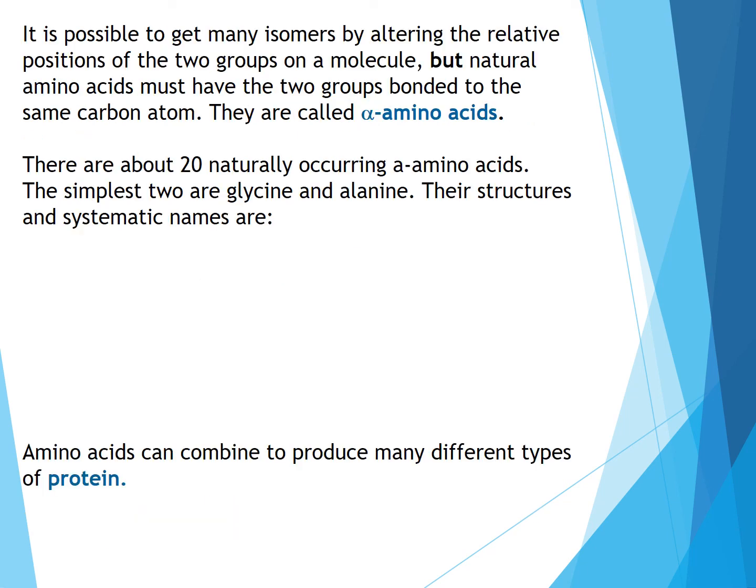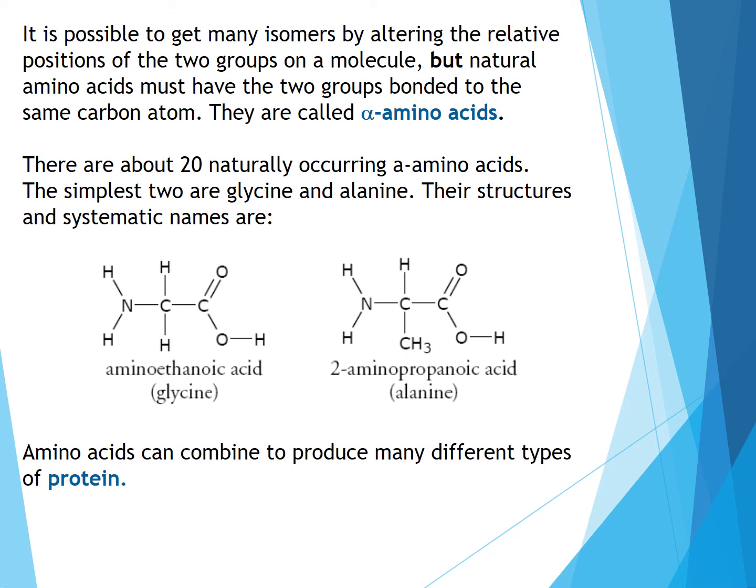It is possible to get many different isomers of proteins and amino acids, but when you have your two specific different groups, your amino group and your acid group, bonded to the same carbon atom, we call these specifically alpha amino acids. Here are two alpha amino acids. There are about 20 naturally occurring amino acids, and the two simplest of these are glycine and alanine. When we join different amino acids together, we can form different proteins.